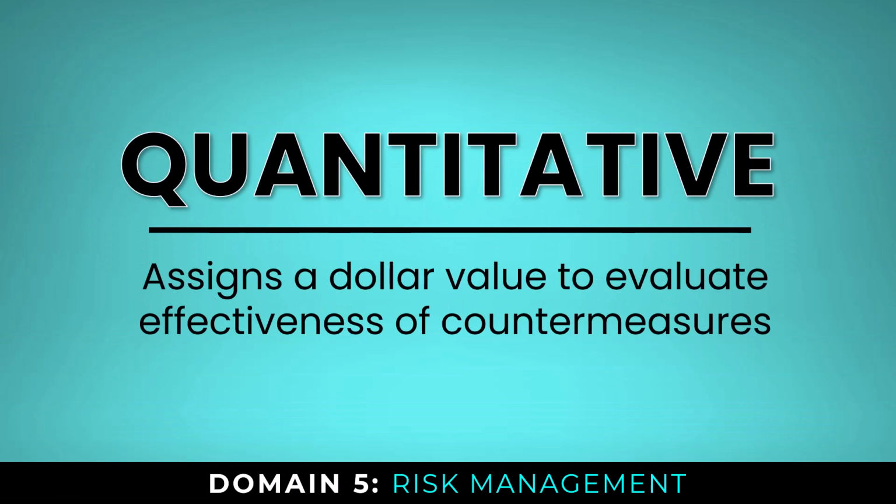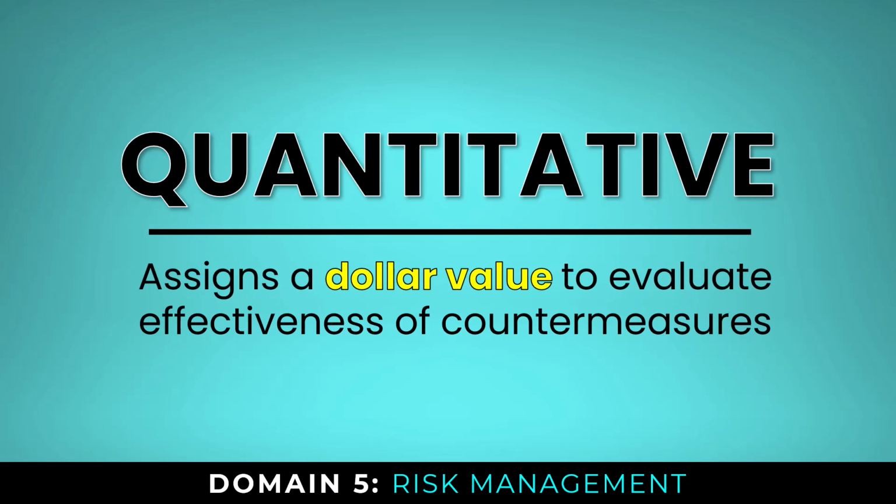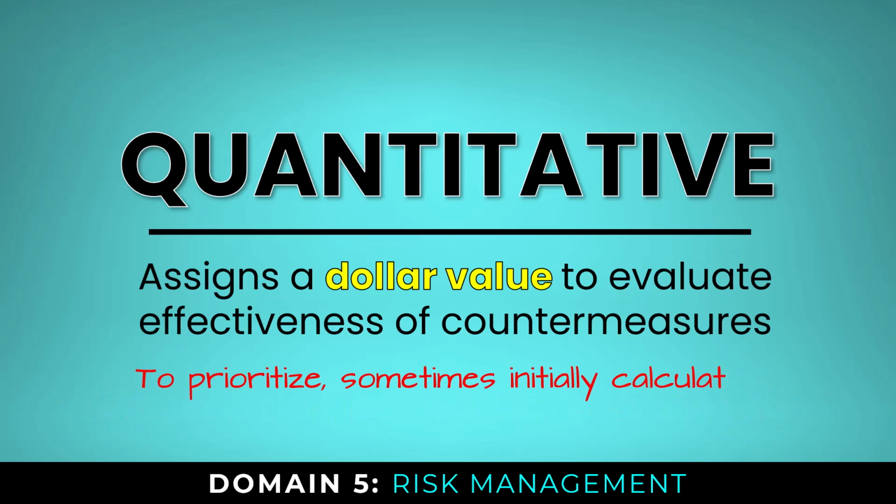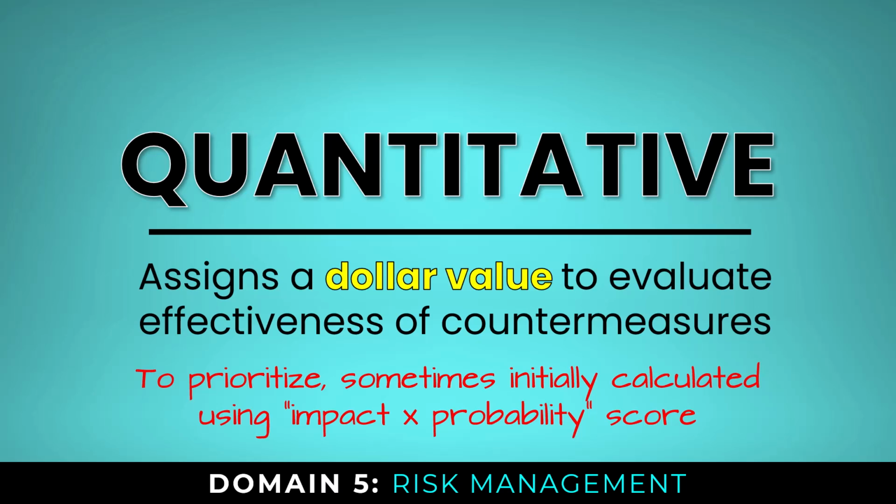Quantitative assigns a dollar value to evaluate effectiveness of countermeasures. That dollar value is the key. It is objective. It uses formulas. So on the quantitative side, sometimes to prioritize, we'll see an initial calculation using an impact times probability score, but that just gives us a rough cut on priority so we can then follow up with our formulas and really assess effectiveness of countermeasures, the impact, the probability, etc.